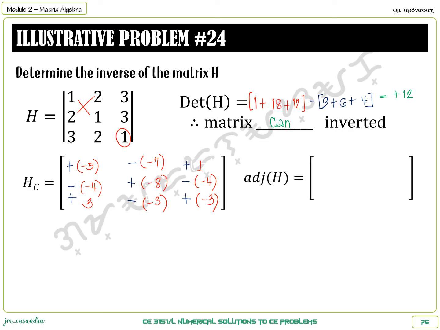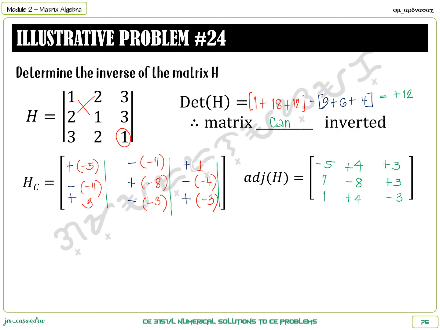So from our cofactor matrix, we can now solve for our adjoint matrix. So for our adjoint, just transpose. So this one becomes negative 5, positive 4, positive 3. So for the second column, this now becomes our second row, that is positive 7, negative 8, positive 3. For our last column, that will now be our last row, positive 1, positive 4, minus 3.